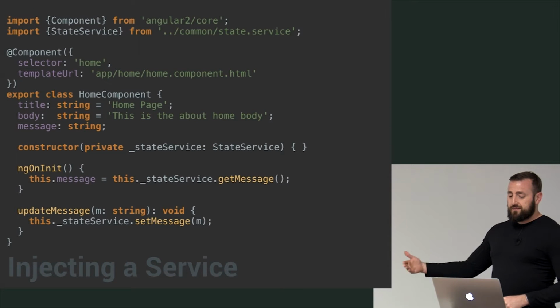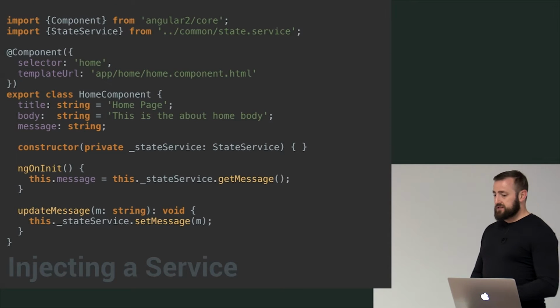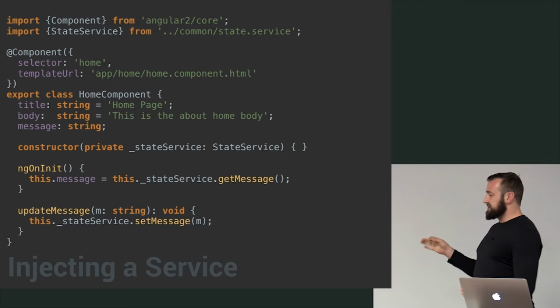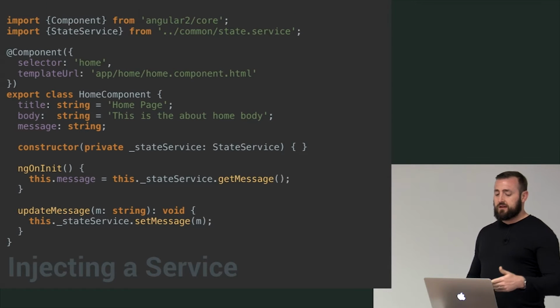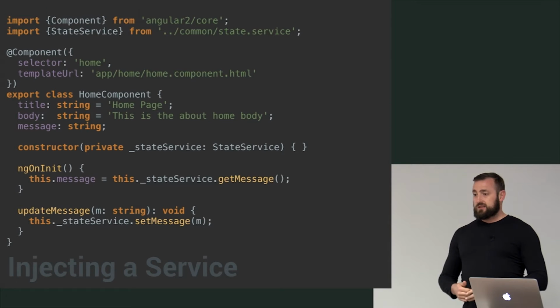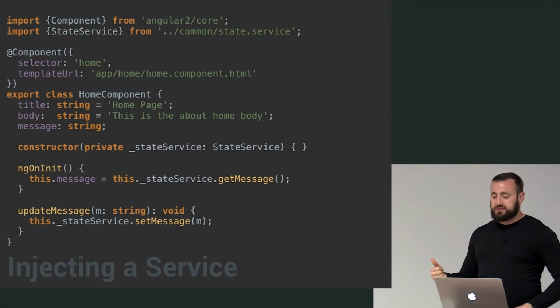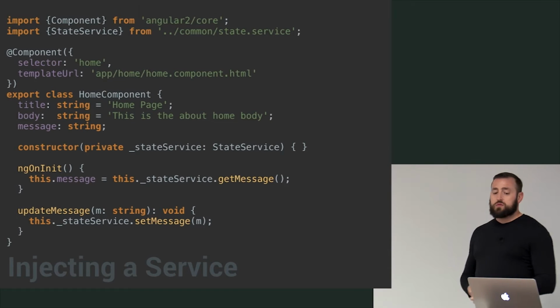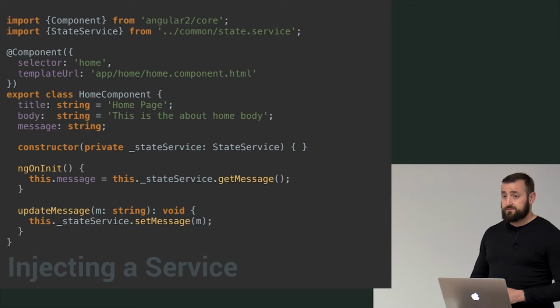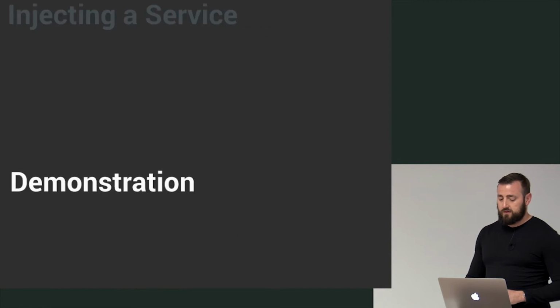And so from here, I'm importing the state service from our common state service module. And then in our constructor, I'm marking this as private, and I'm just injecting this in. And then from here, I can go this underscore state service dot and call a method on this. So we've seen this a few times today.